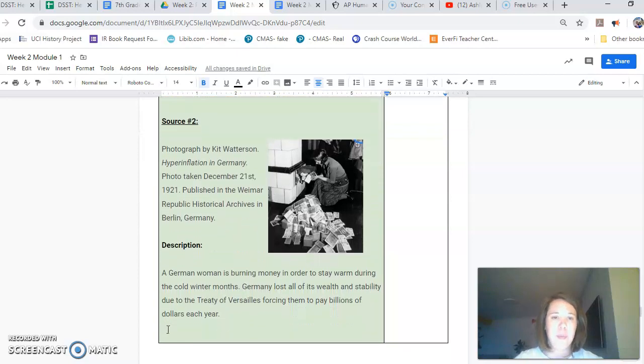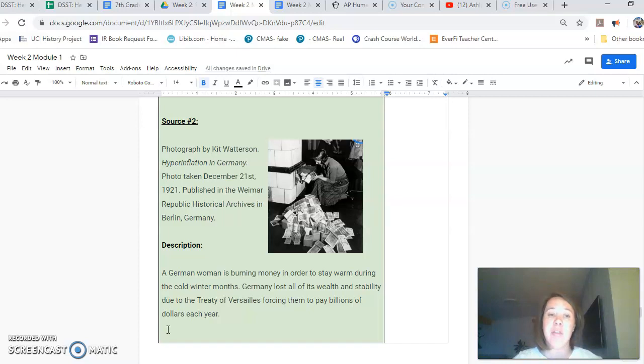Source 2. Here we're looking at a photograph by Kit Waterson. It is titled Hyperinflation in Germany. This photo was taken December 21st of 1921. It was published in the Weimar Republic Historical Archives in Berlin, Germany.